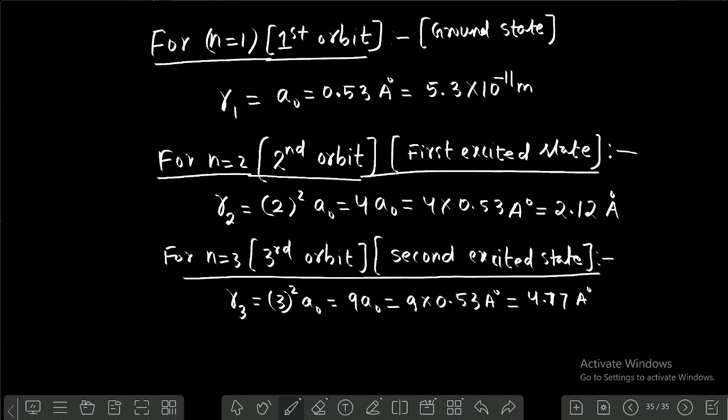So like this, for different orbits you have to find the radius. Suppose I ask the ratio of the first orbit to the second orbit, it is 1 by 4. Suppose I ask the ratio of the second excited state orbit to the first excited state orbit, R3 by R2. R3 is 9 A naught, R2 is 4 A naught. A naught cancels. The answer is 9 by 4. Are you getting it or not? So like that you can do. Remember all this. Is it clear about the radius of hydrogen atom?